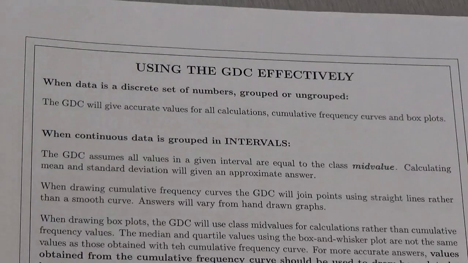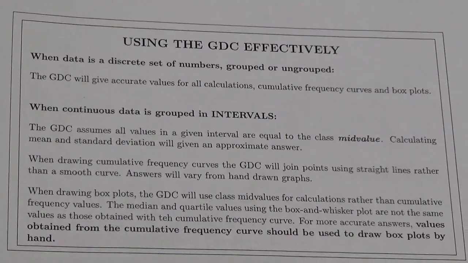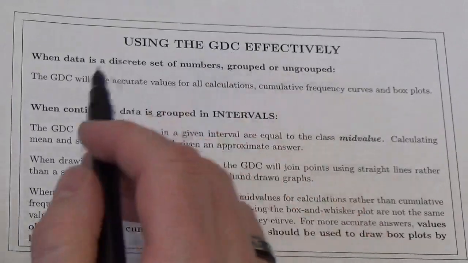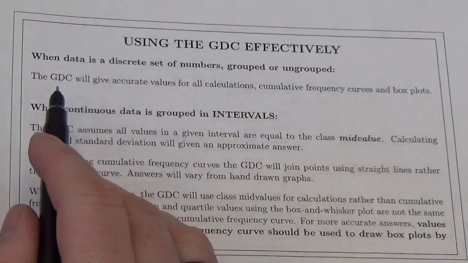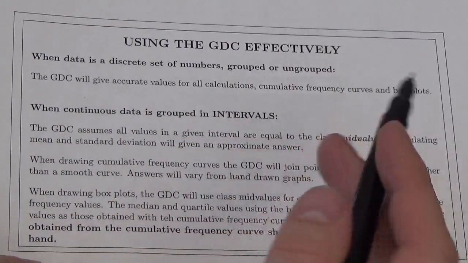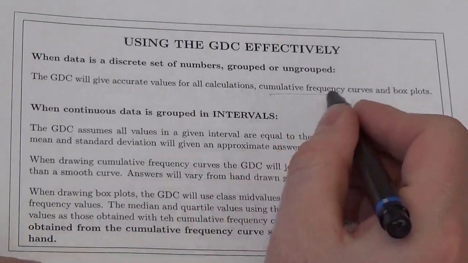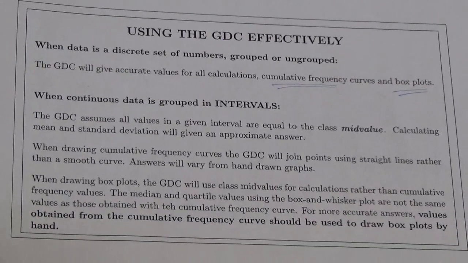Before we go on, that last little procedure that I showed you would work really well if you're finding any of the quartiles, by the way, not just the median. But anyway, here we go. Using the graphic display calculator effectively: when data is a discrete set of numbers, grouped or ungrouped, the graphic display calculator will give accurate values for all calculations, cumulative frequency curves, and box plots. So you can do the cumulative frequency graph, and you can do the box plots. We just showed you how to do that.